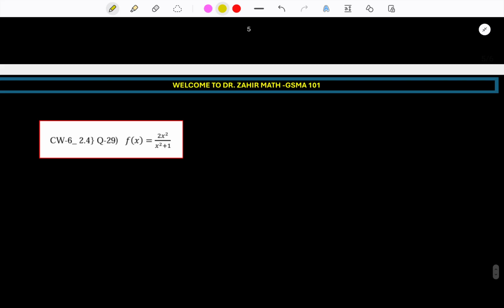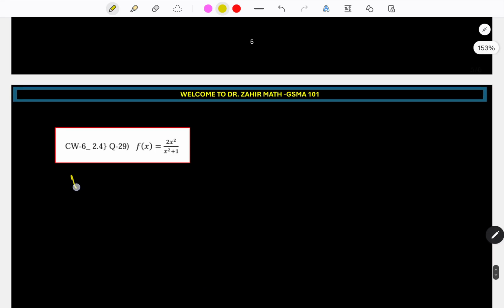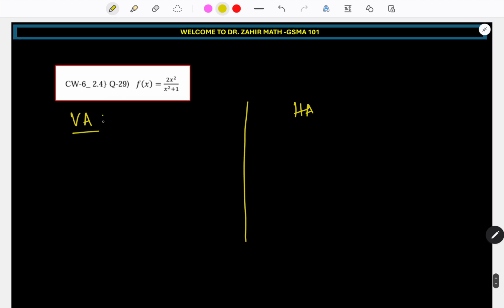Question number 29. Find the vertical and horizontal asymptotes for this one. So let me write VA and I will write HA. Vertical and horizontal asymptotes. What is the rule I gave for vertical asymptotes? Make the denominator equal to 0. What is your denominator? X square plus 1 equal to 0.